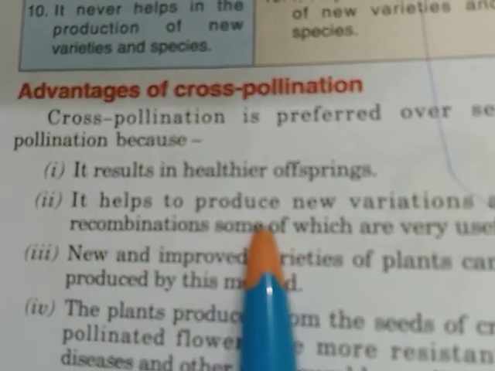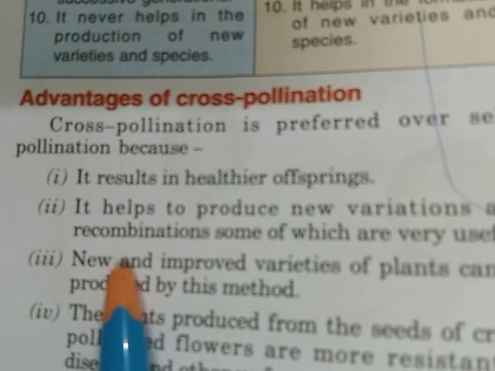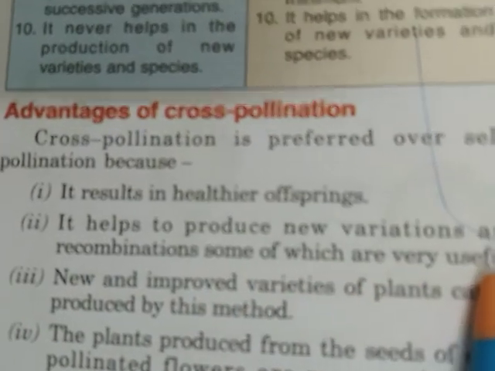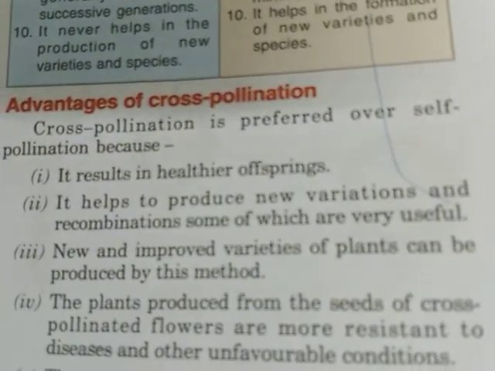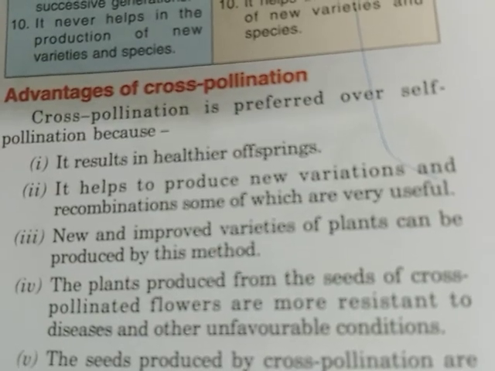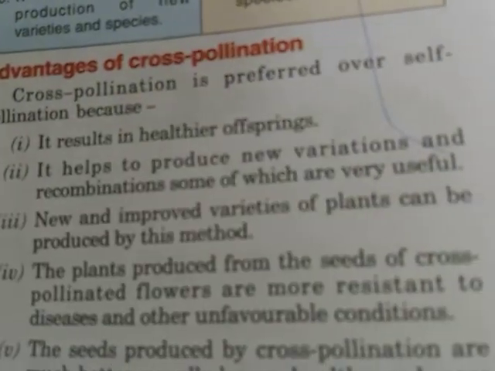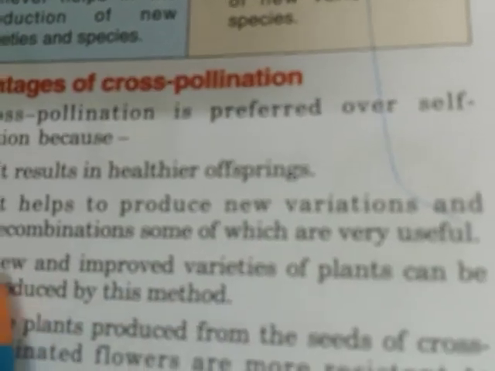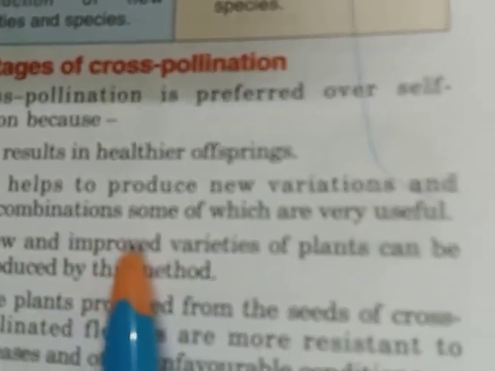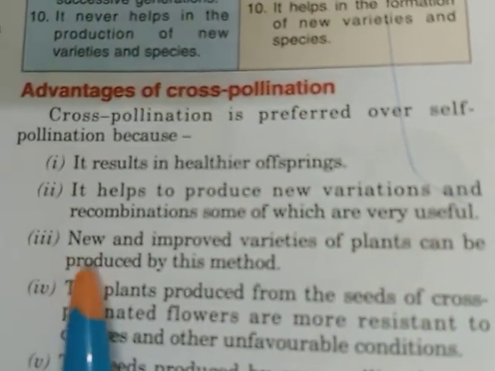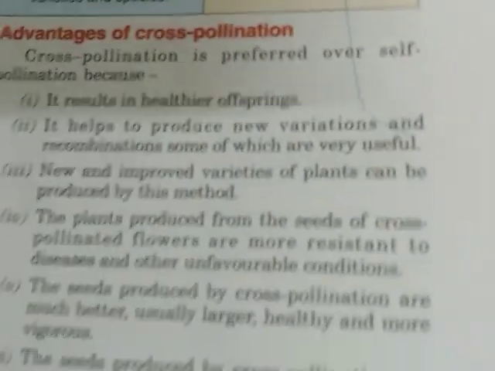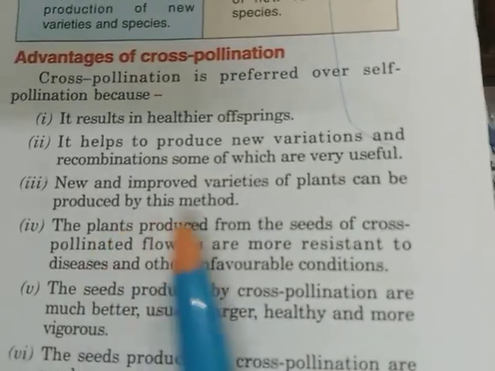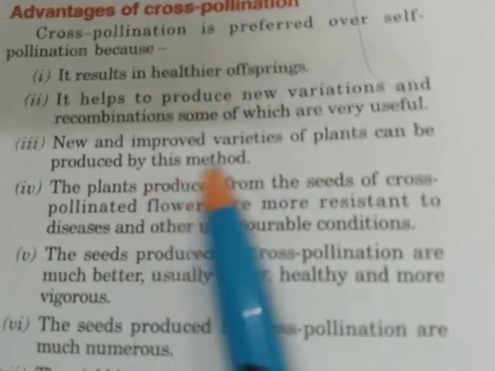It helps to produce new variations and recombinations, some of which are very useful. In cross pollination, the pollen grains of another plant reach the stigma of another plant, so new variations and recombinations are produced, and they are very useful. New and improved varieties of plants can be produced by this method. Here, as there is cross pollination, there is a mixing of the new varieties.